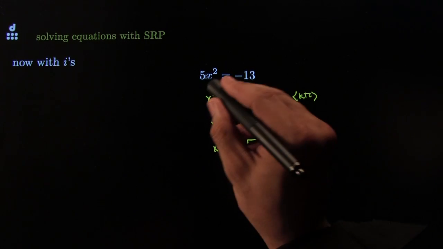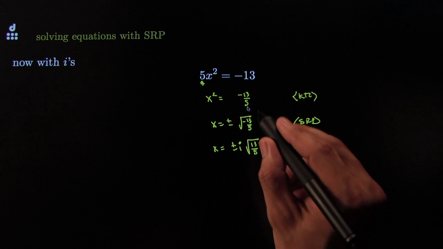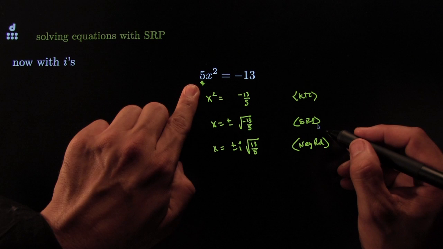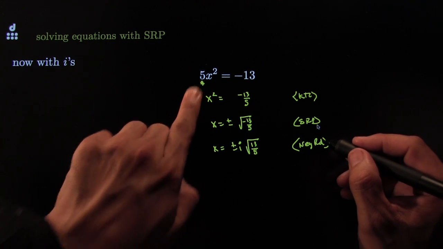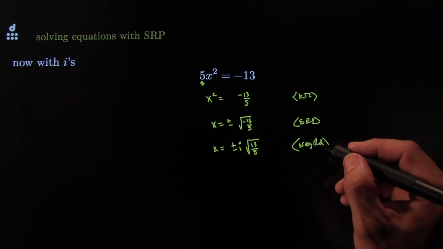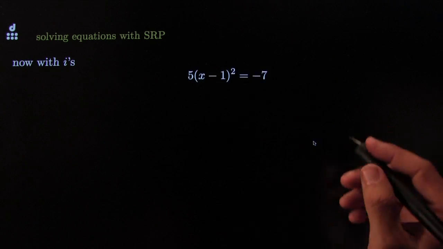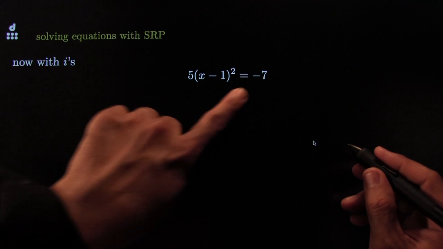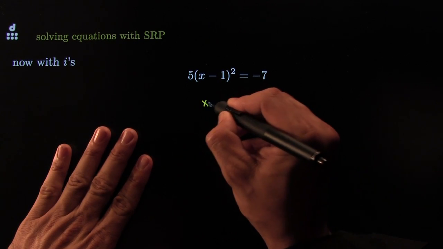Piece of cake. This one, interesting, we had to get rid of that 5 first so that we can apply SRP. SRP doesn't apply when there's stuff hanging in there. You can only have a 1 in front of the coefficient on the degree 2 term. Okay, how about this one? This one even adds more complications. You got the 5 and you got stuff in there. No worries. This is a piece of cake.